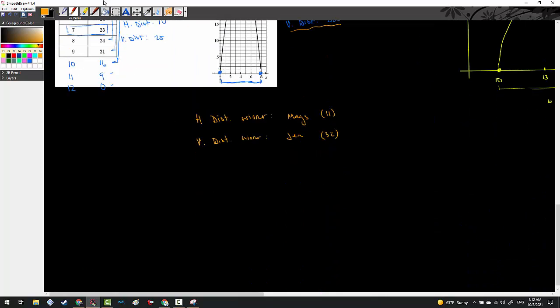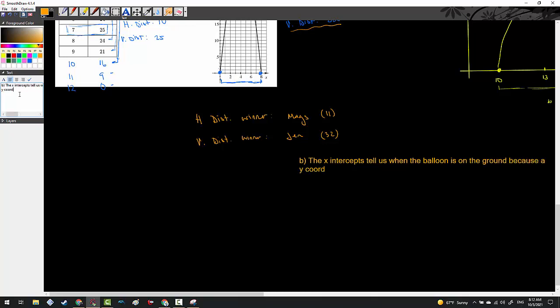In fact, I'm going to write that down. That'll be the first thing I answer. So in B, the x-intercepts tell us when the balloon is on the ground because a y coordinate of 0 indicates 0 elevation.